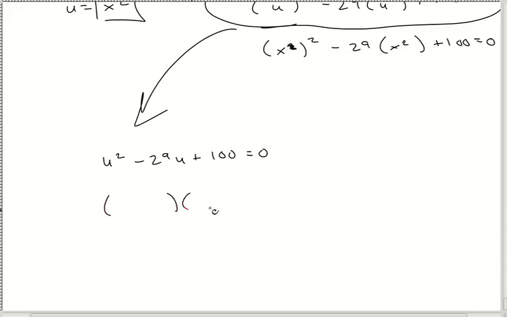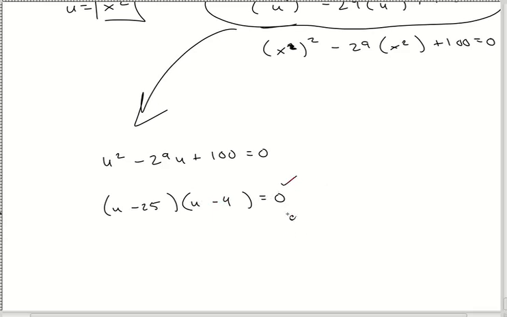Can I factor this thing? What two numbers are going to multiply to the 100 but add up to 29? Well, 5 and... No, not 5 and 20. What about 25 and 4? 25 and 4. Those work. So I like this. This is good.